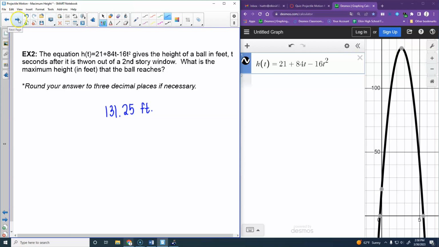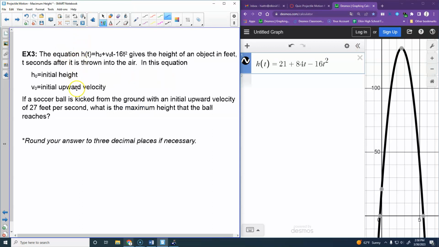Okay? All right. Okay, example 3. A soccer ball is kicked from the ground with an initial upward velocity of 27 feet per second. What is the maximum height that the ball reaches? This one's a little different than the last one. It doesn't give you the equation. All right, 27. Where's that number need to go? It goes for V because it's our initial upward velocity. So 27 goes right here. That's the only number in this problem.